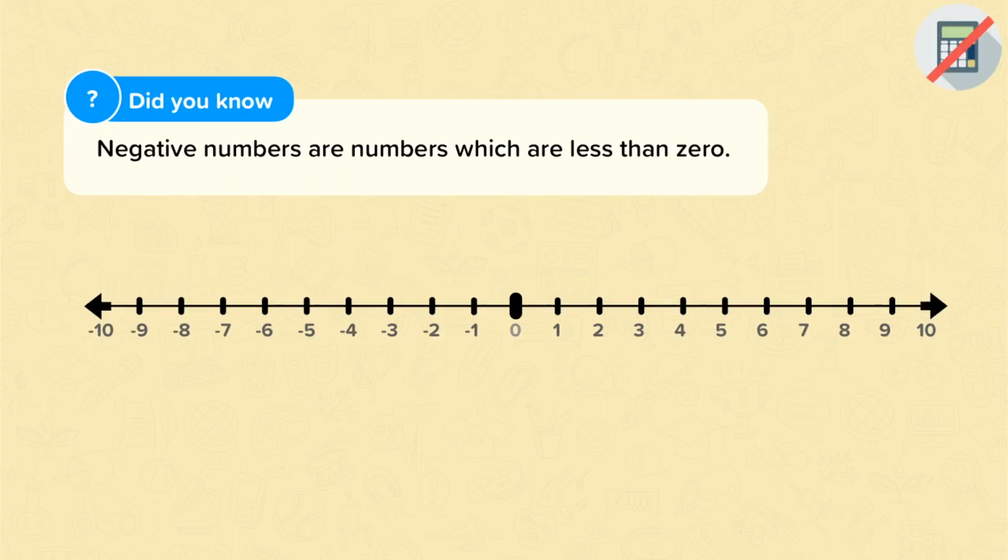Did you know? Negative numbers are numbers which are less than 0. So here's 0 on our number line. All of the numbers to the left are negative numbers, and they are less than 0. All of the numbers to the right are positive numbers.